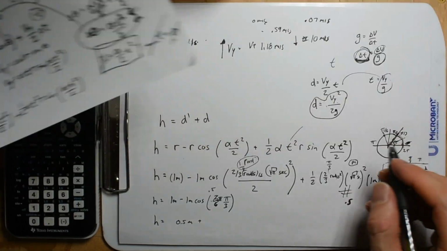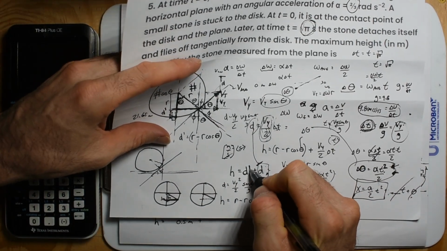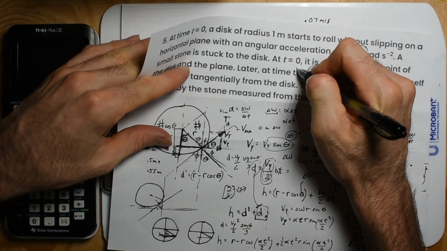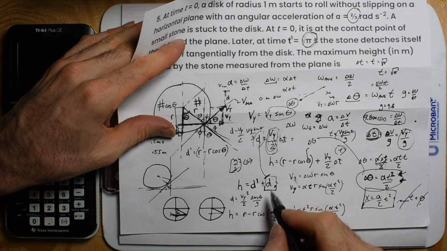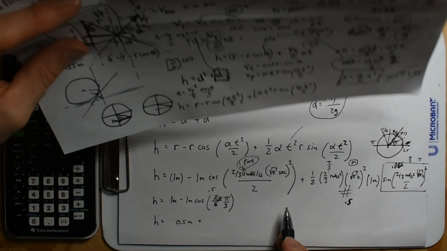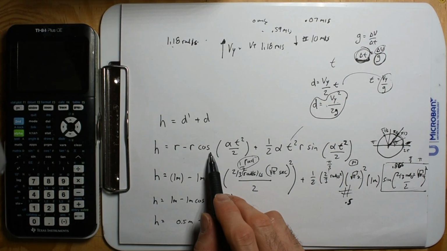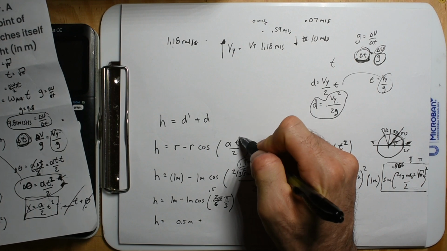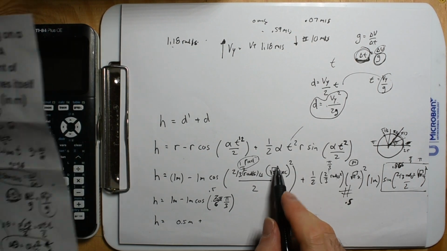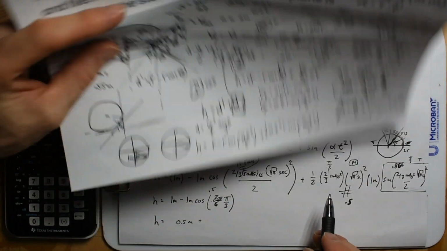So I'm going to call this T prime. Well, I called this D prime. So I'm going to call this initial T prime, and then the time in the air just T. So that'll hopefully make sense.